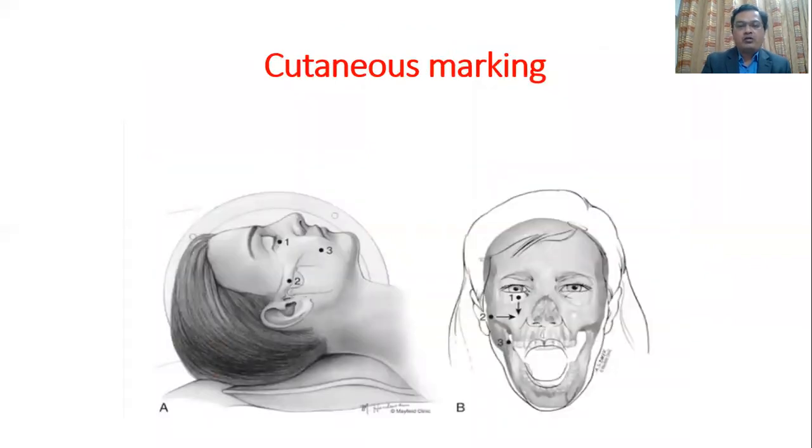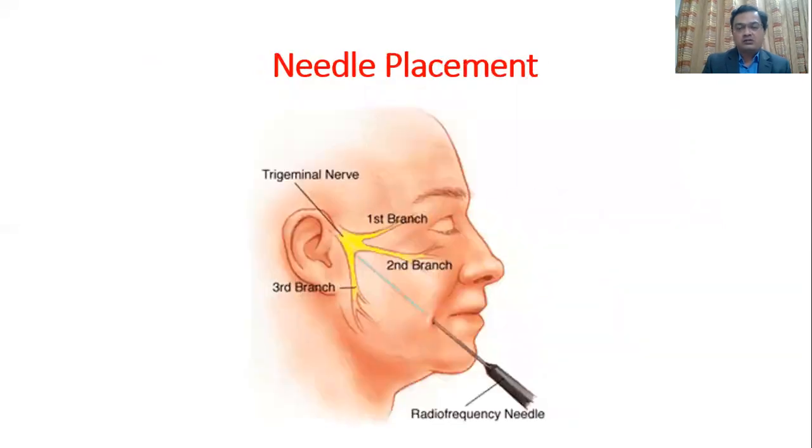Entry point of skin is marked with some points. The most common point is 3 centimeter lateral to the angle of the mouth. Here you can see in this image the needle is just lateral to the angle of the mouth, and we have to keep our needle upward towards the direction of the pupil.